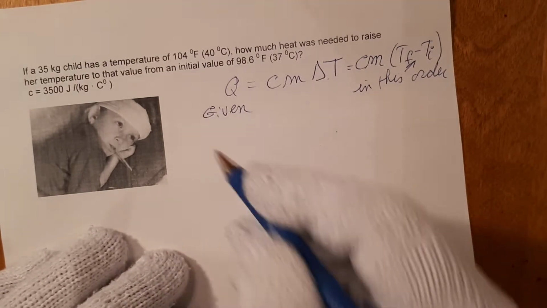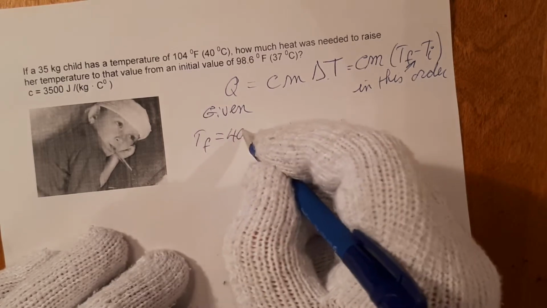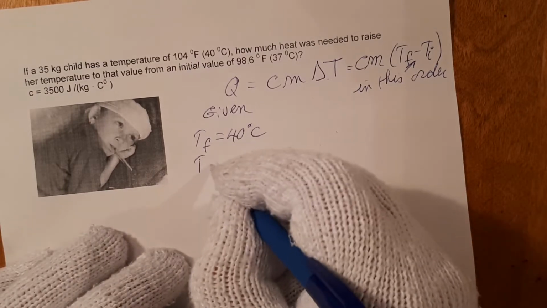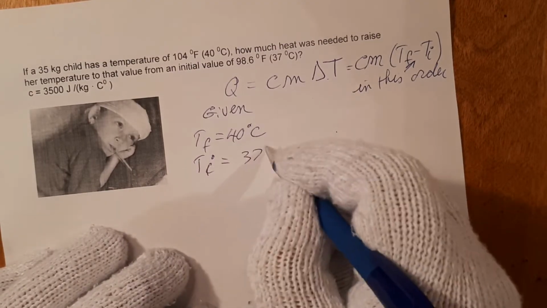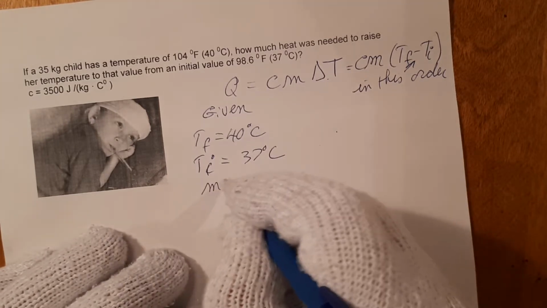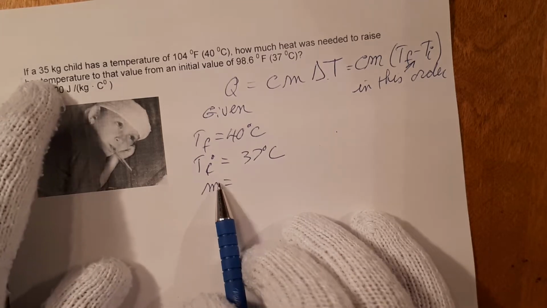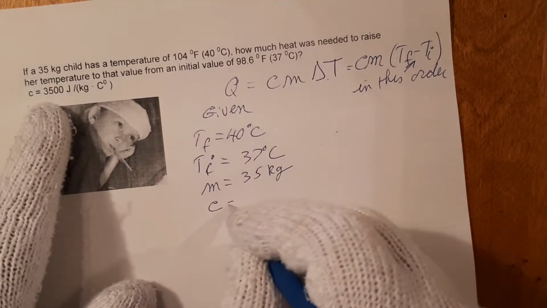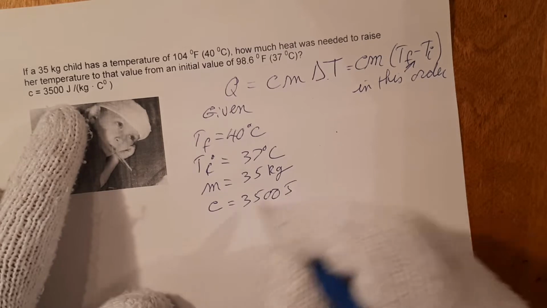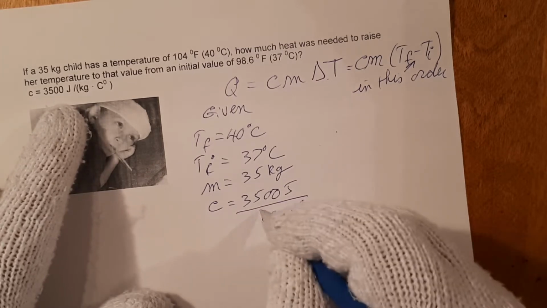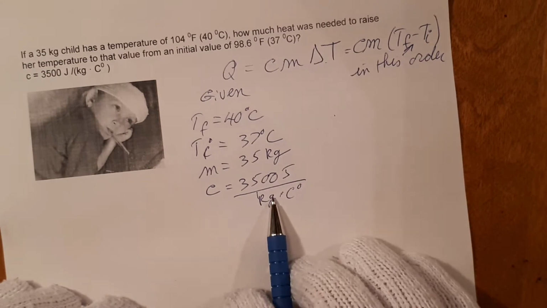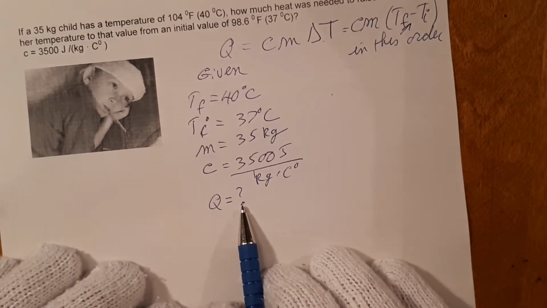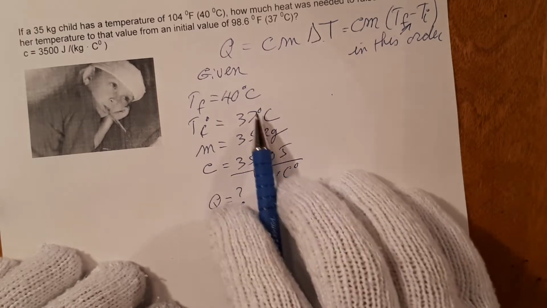So back to what is given. Temperature final, we know, is going to be 40 degrees Celsius, and we're working in a metric system, so we'll stay with Celsius. And temperature initial is 37 degrees Celsius. The mass, this is the mass of the child, which was given to us as 35 kilograms. C, as I just said earlier, is estimated to be 3,500 joules per kilogram Celsius degree for the human body. And we want to find the heat energy that is being expended by the body in order to raise the temperature from 37 to 40.